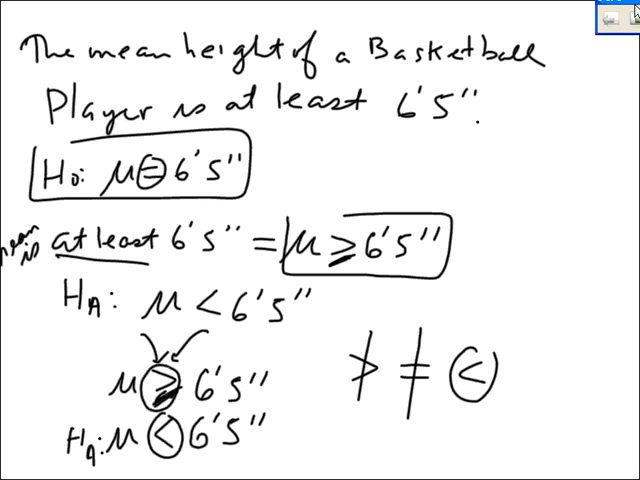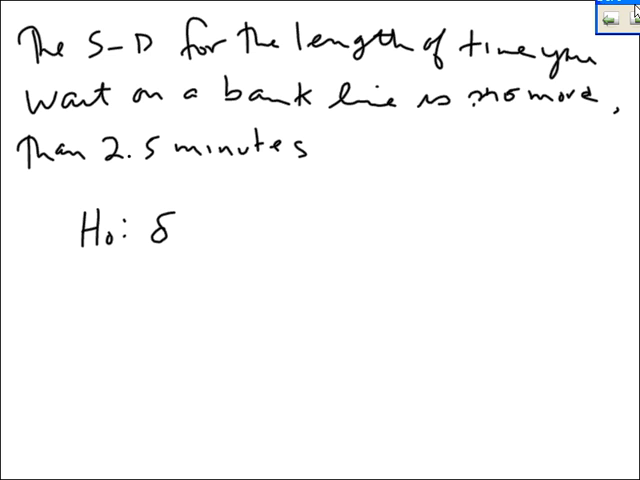Okay. Thought I used the wrong symbol. The standard deviation is 2.5. Now, let's look at this line. They say the time you wait on a bank line is no more than 2.5 minutes. It's no more than 2.5.